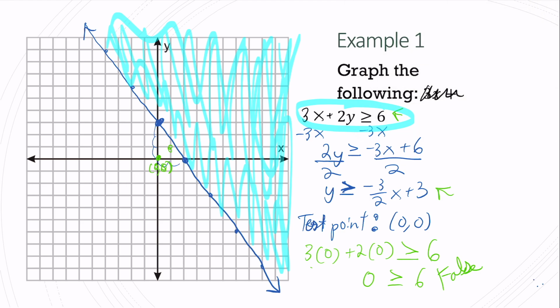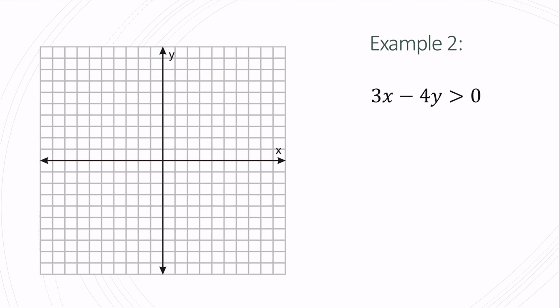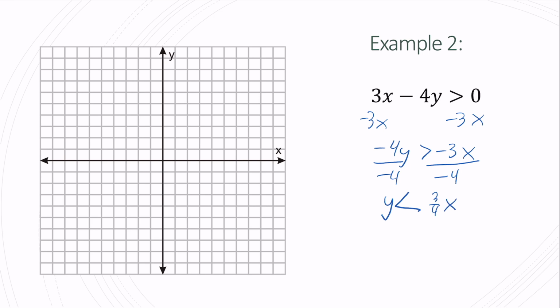For our second example, we have 3x minus 4y is greater than 0. Again, I can't really visualize what this looks like until I solve for y, so let's do that. I have negative 4y is greater than negative 3x. I divide both sides by negative 4 to get my y all by itself. Because I divided by a negative, I flip the sign, and I get 3/4 x.